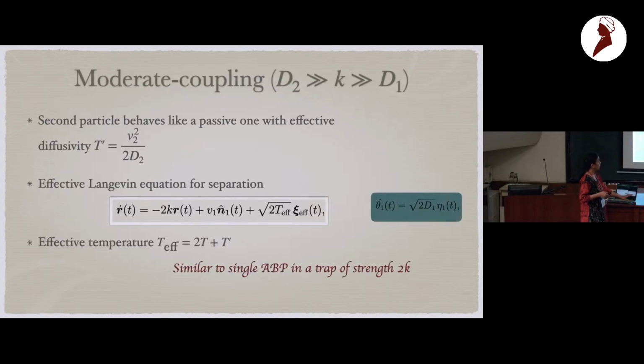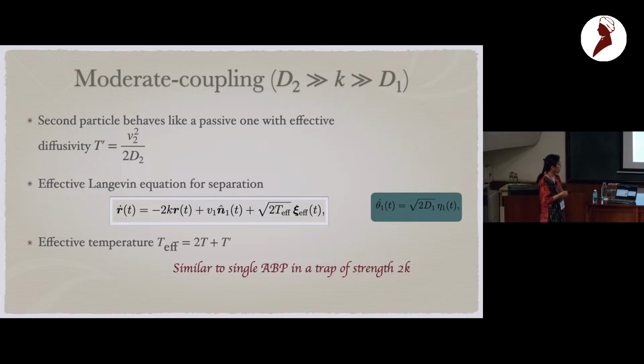So far we have looked at the strong coupling regime, where K is much larger than D1 and D2. Now we come to another regime, moderate coupling. K is still larger than the rotational diffusion constant of one of the particles, but the other one rotates fast. In that case, if we look at the equation of the separation, it really resembles one active particle in a trap.